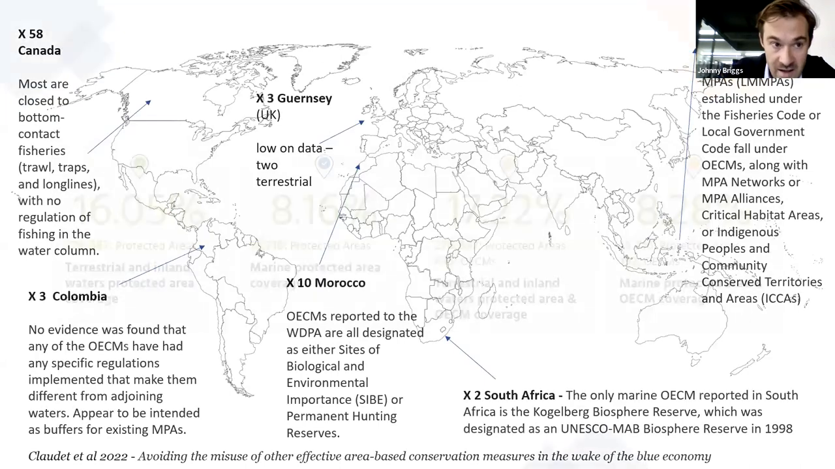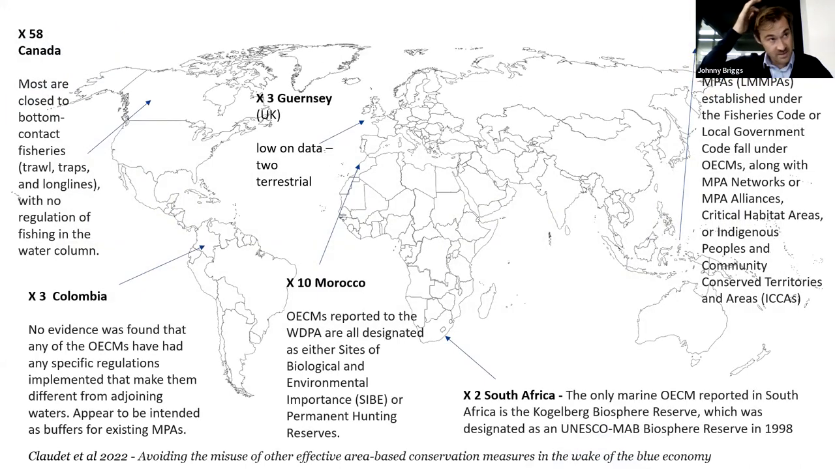And what they actually look like on a map here, and this was from a publication by Claudet et al. in 2022, but I believe that only two marine OECMs have been added since this point, Colombian sites. But we've got Canadian other effective conservation measures. So most are close to bottom contact fisheries in this instance. You've got a few Colombian examples and a couple more, as I said, have been added. There are a few from the UK in Guernsey. There's some in Morocco, South Africa, and the Philippines.